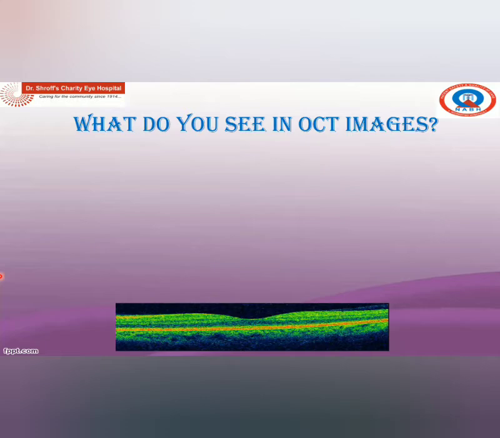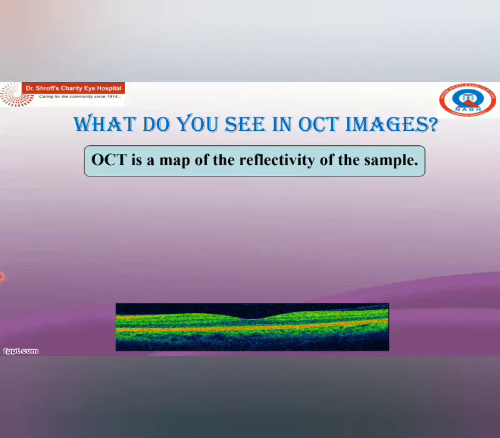OCT is basically the reflectivity of a sample. As we have already discussed, we are throwing a light and it is reflected back. Suppose we are throwing a ball at a wall, it will come back fast. Suppose the wall is soft, we throw a ball, it will come back slowly. Similarly, in the OCT machine, if there is edema or different layers, there are different levels. So these different levels are collectively plotted as an OCT tomogram.